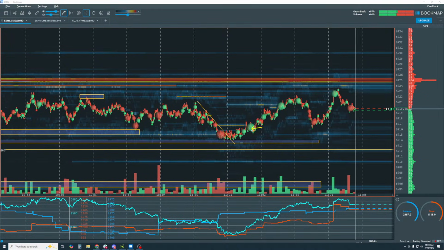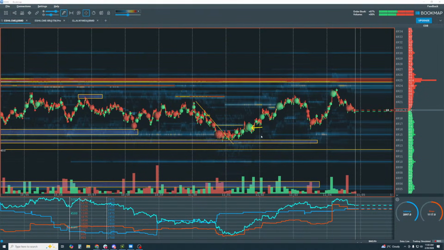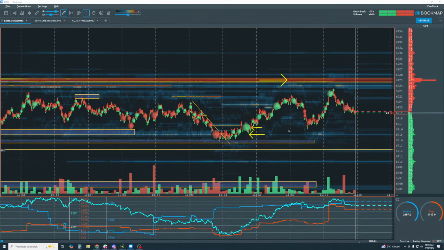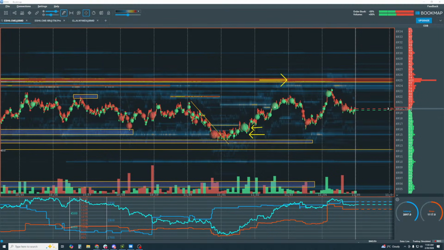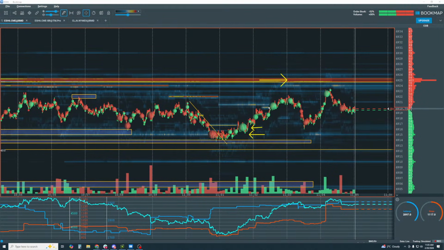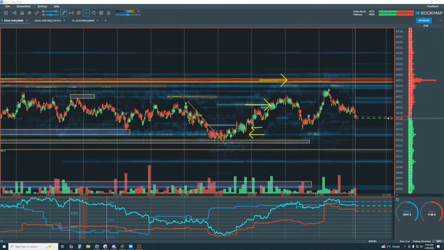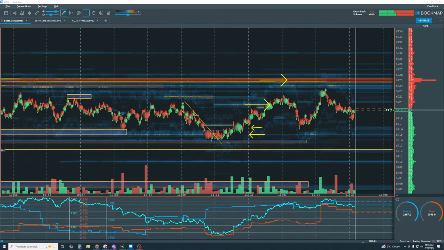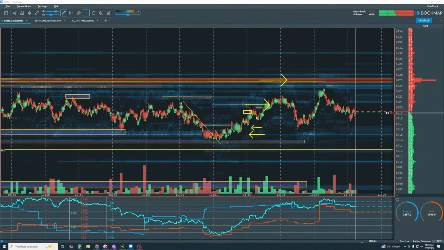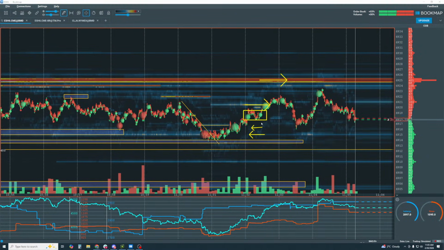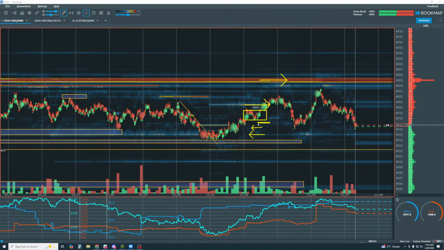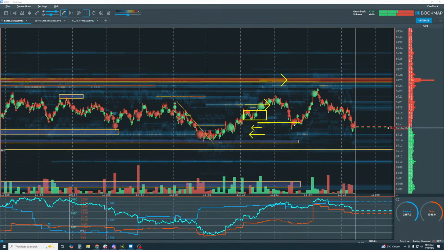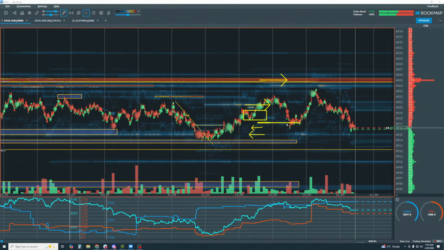entry is still the same, stop still the same, and then maybe your overall target's up here. Now once this breaks this level here, you can take some off here, like I said, if you have multiple contracts on. But once it breaks this little area here, you're trailing your stop up to here. Now this is just a small example, and what happened here, you would have gotten stopped out.